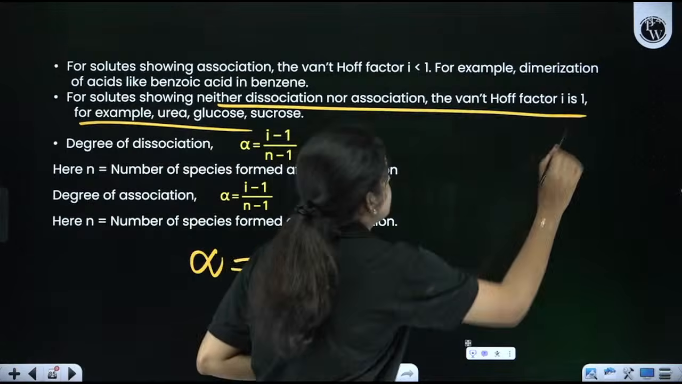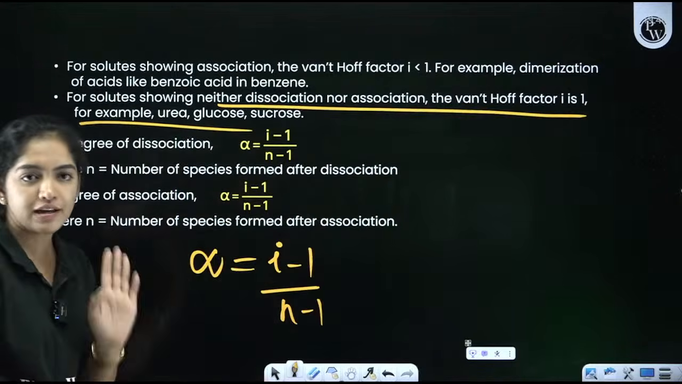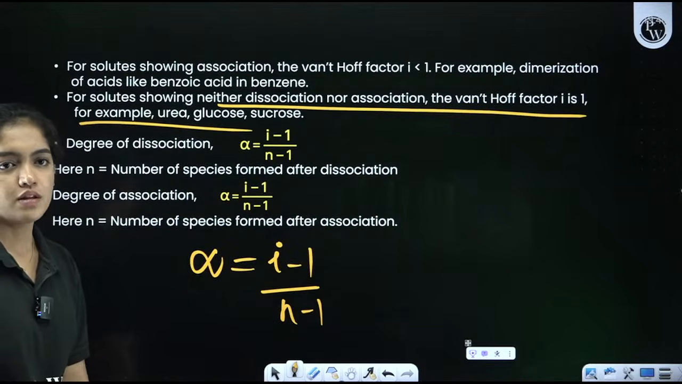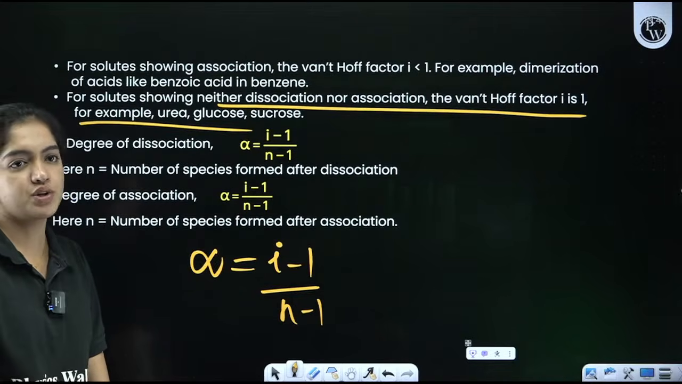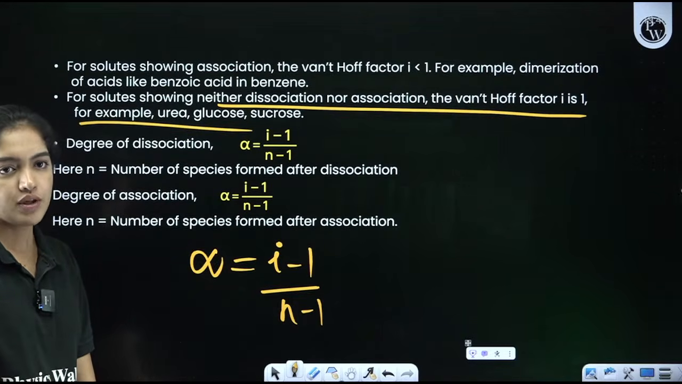No dissociation, no association, i is equal to 1. Clear? i is equal to 1 means no dissociation, no association. Okay.